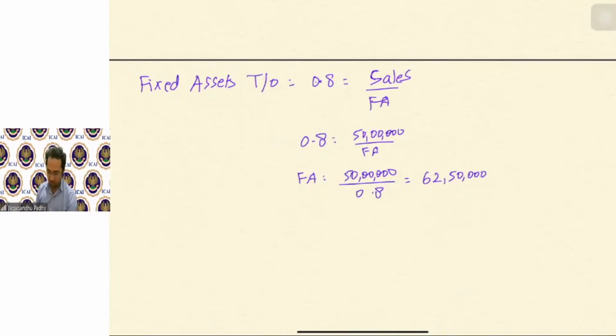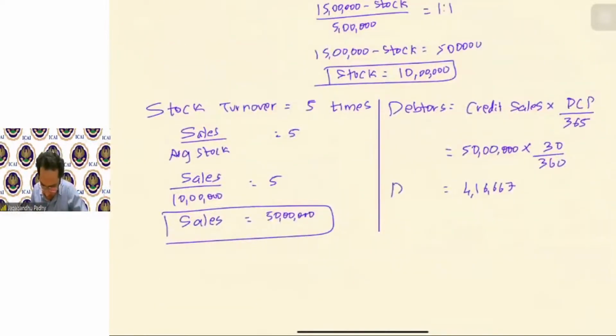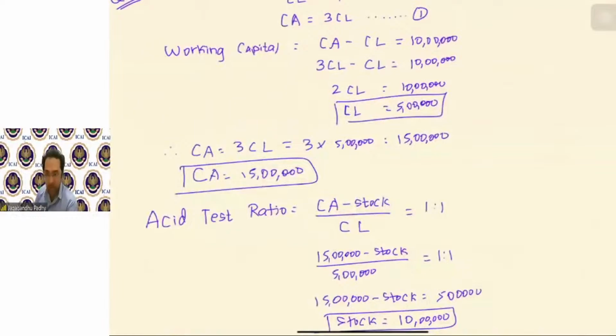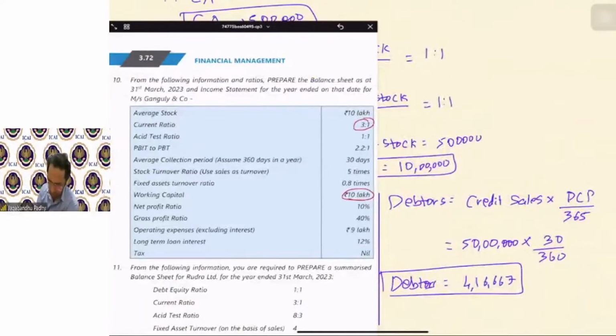So if we just visualize, we are done with fixed assets. We're done with the value of the debtors. Debtors is done. Stock is done. Maybe just cash balance pending. And on the liability front, we have current liability available. Maybe some equity or debenture data we need to check. So here we have net profit ratio. Long-term interest rate is given. From that long-term interest, we will be able to compute the amount of borrowings also.